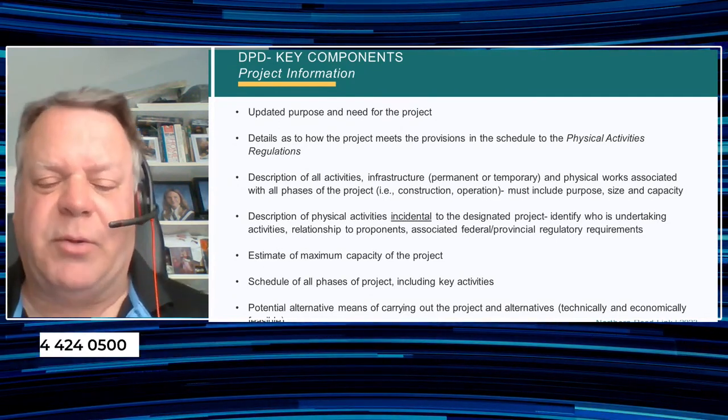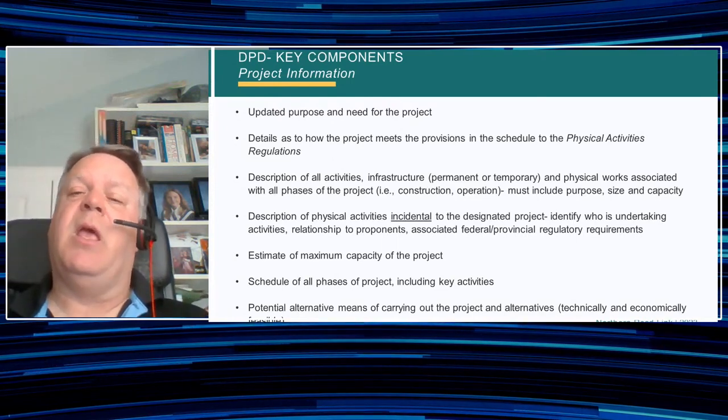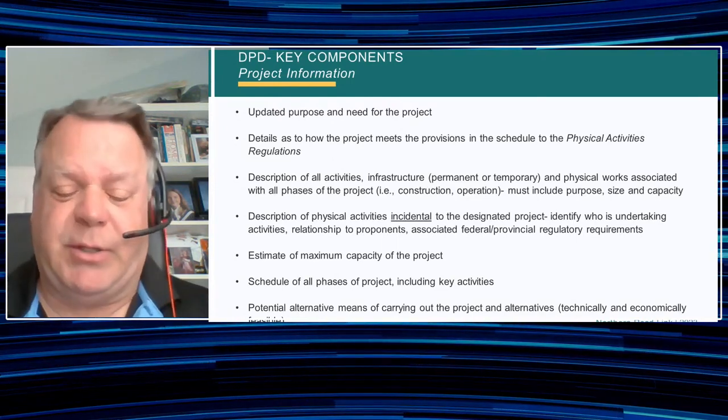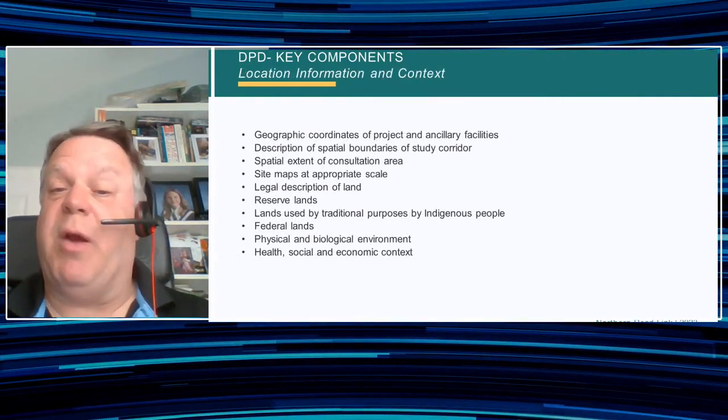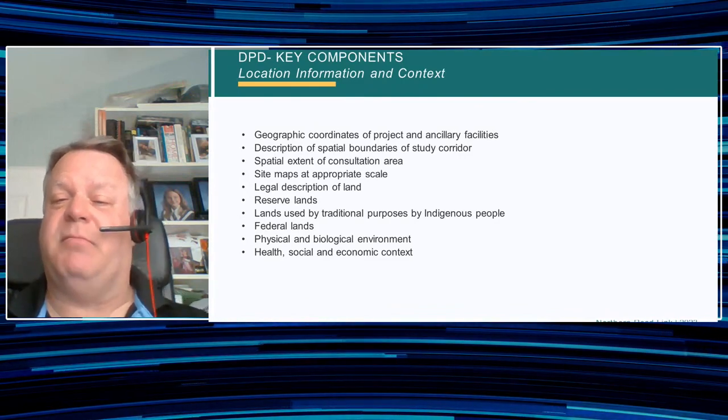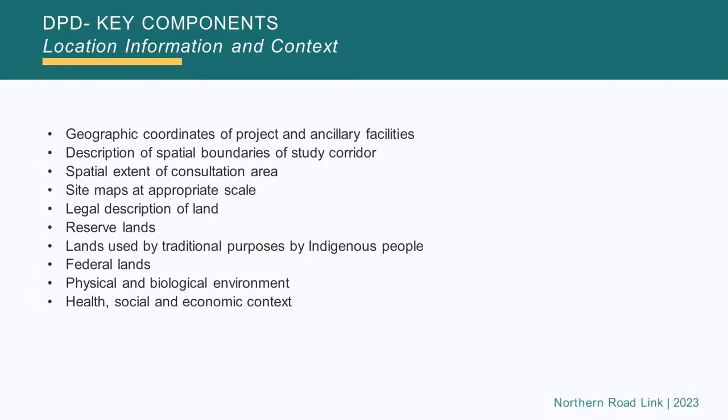Let's talk a little bit now about the location information and context, and what's expected to be part of a detailed project description in that case. So it's expected that there be geographic coordinates of the project and its additional facilities, such as lay down areas, construction camps, storage areas, pits or quarries, access roads to get to those pits or quarries, some sort of description of the boundaries of the study corridor, the consultation area.